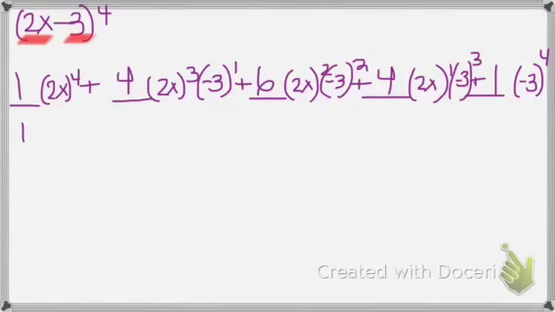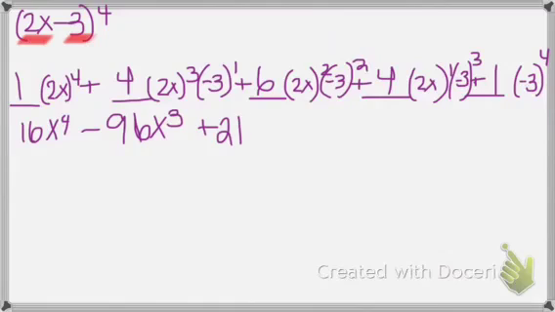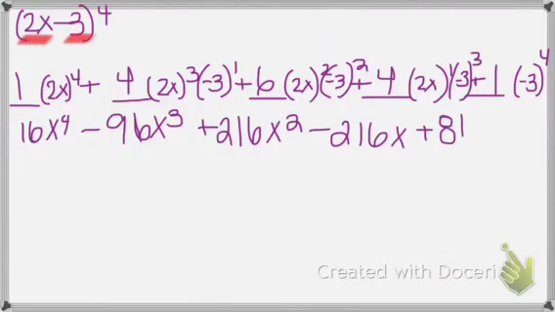So 2 to the 4th, we're going to get 16x to the 4th. Then I have -3 times 2 cubed, so -3 times 8 times 4, which gives minus 96x cubed. Then we have 216x squared, minus 216x, plus 81. You must show your work.